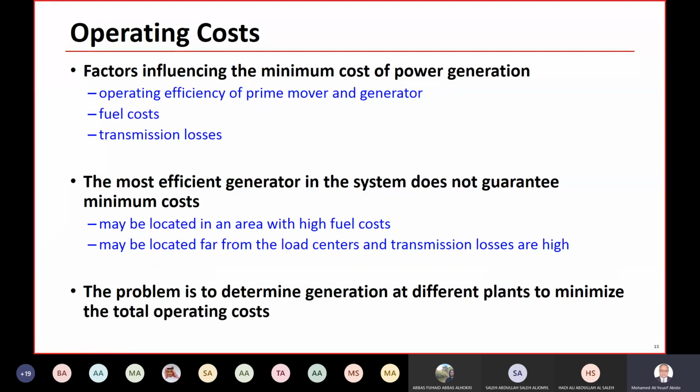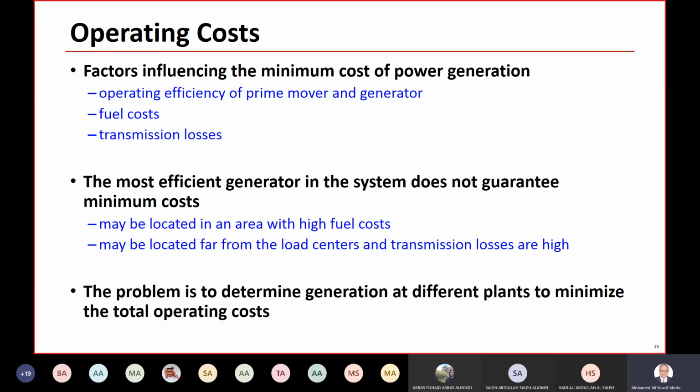Factors influencing the minimum cost. If you have any question, please ask. Factors influencing the minimum cost of power generation: operating efficiency of the prime mover and generator. This is a big issue or important factor that affects the dispatch problem. The efficiency of the generators, the efficiency of the turbine also. You have to take this into consideration, and this will affect the cost definitely.